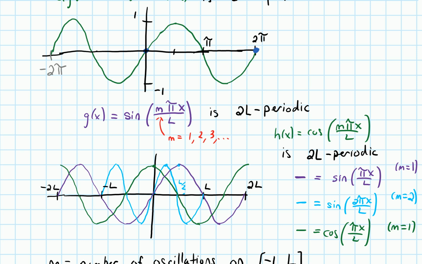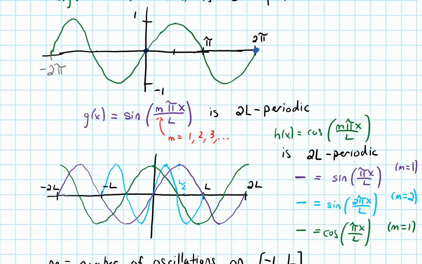But notice that all of these functions are 2L periodic. They all repeat every 2L. In fact, the sine of 2 pi x over L graph, this light blue one, we could actually say that's L periodic if we wanted to, because it actually completed its period twice as fast. But it's not wrong to say it's 2L periodic, because it also repeats every 2L.